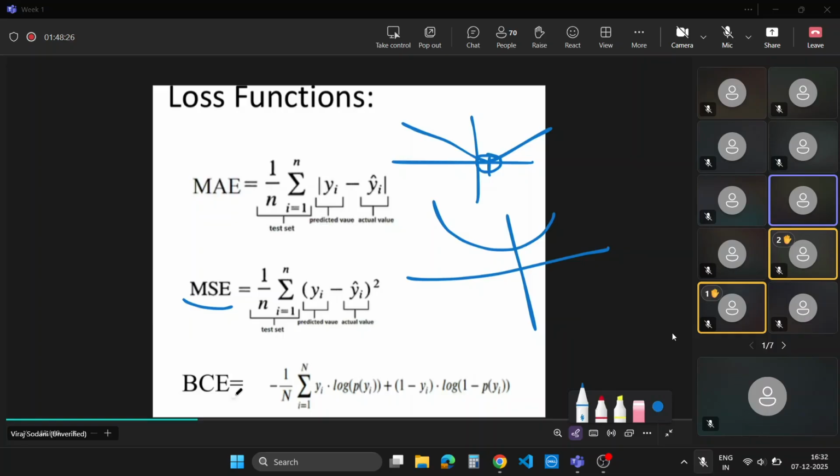And BCE is binary cross entropy. We would not be going into detail for this at the current moment, but you can go through it. Resources में हमने डाला है उसके लिए, है ना.